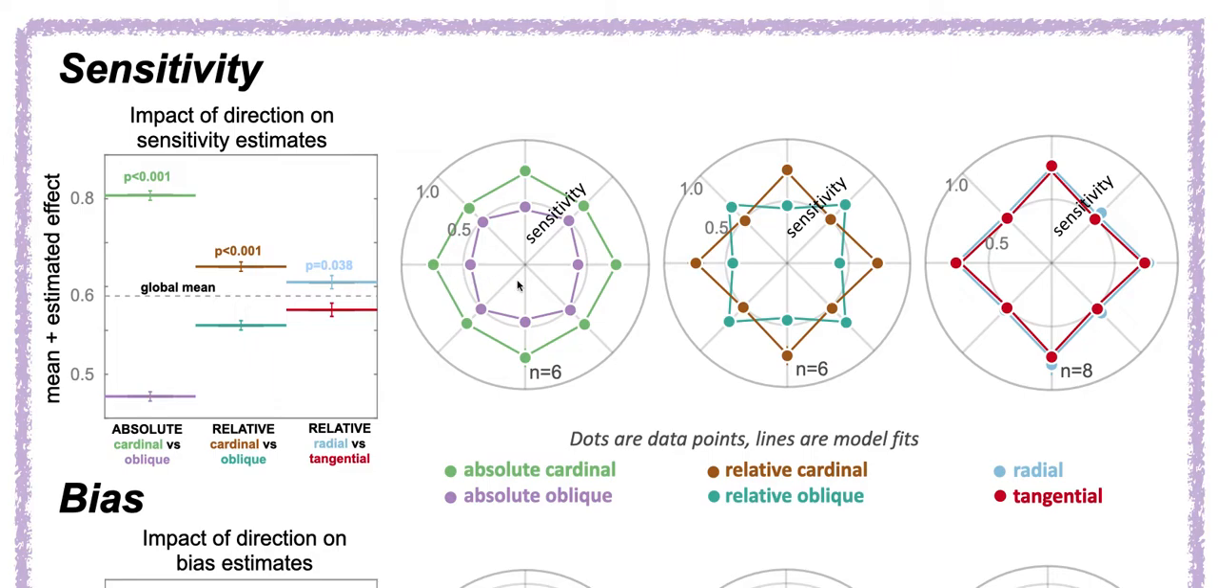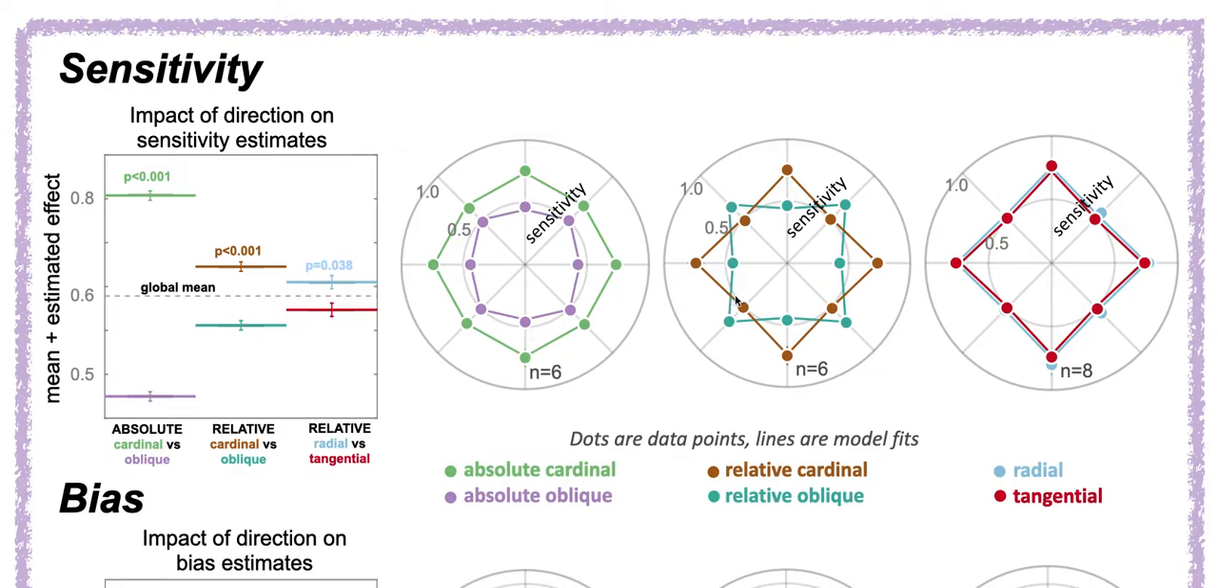Here on the right, we plot dots as data points from the observers and lines as model fits, and we do this for each polar angle location separately. This plot in particular shows the cardinal advantage in the absolute reference frame. And this green dot represents the mean sensitivity for upwards, downwards, leftwards, and rightwards motion across all observers at the upper vertical meridian location. In the absolute reference frame, cardinal directions are always better discriminated than oblique directions, irrespective of polar angle. However, the effect is slightly larger along the meridians.